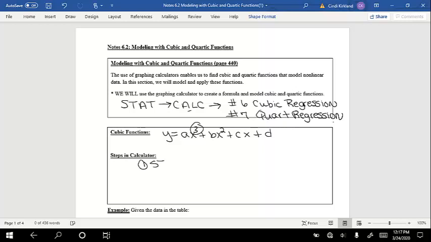So again, number 1, you're going to go to Stat. You're going to hit the Edit button. This is going to give us a chance to put in our data. Remember that in L1 we're going to put in our x's, and in L2 we're going to put in our y's. Then we're going to go back to the Stat button. You're going to hit Calc. And for cubic regression, again, we're going to hit number 6.